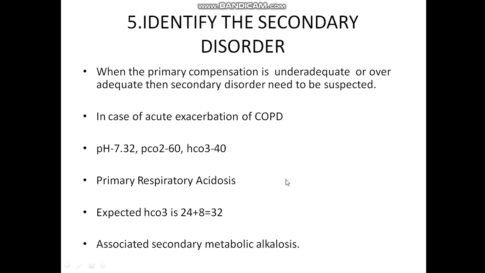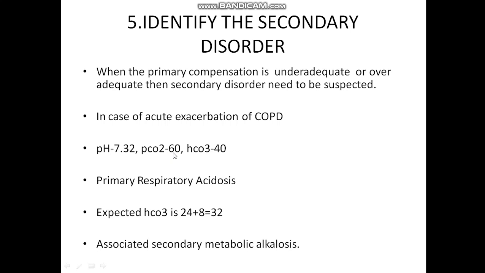Suppose in the emergency department you get a case of acute exacerbation of COPD and you get an ABG. pH is 7.32, PCO2 is 60, bicarb is 40 and PaO2 is around 55. So see, the pH is in the acidic range because it is less than 7.35 and PCO2 is high. So both are in the opposite direction, so primary will be respiratory acidosis. Now you calculate the compensation of the bicarb. See, COPD will cause chronic respiratory acidosis.